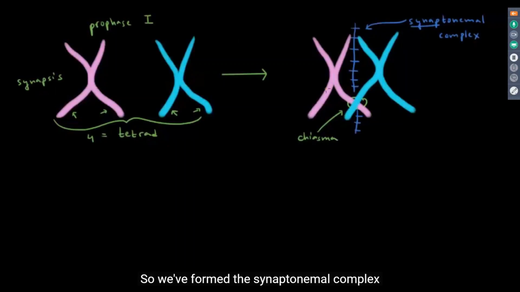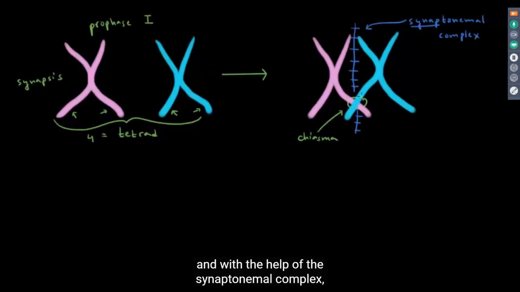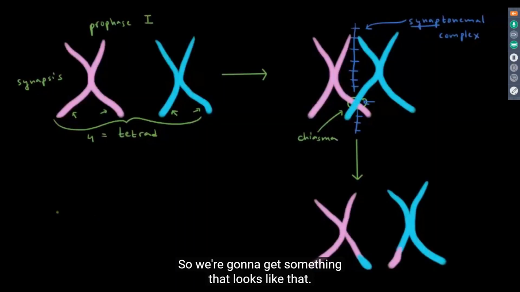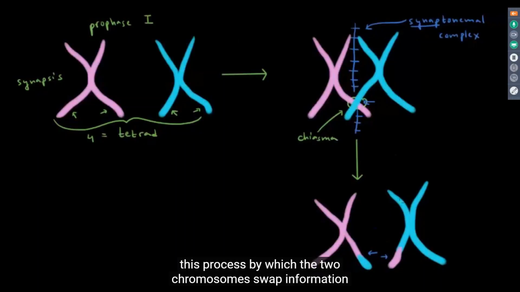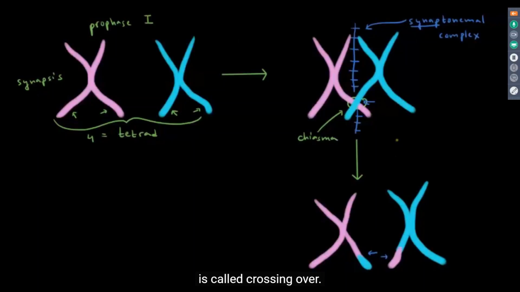So we form this synaptonemal complex, and with the help of the synaptonemal complex, these 2 chromatids, the ones that are crossing over, will actually swap material downward of that point. So we're going to get something that looks like that. Look at how the purple chromosome now has some blue over there, and look at how the blue chromosome now has some purple over there. And the way that happened was that some bonds in the DNA of the chromosome broke, and the DNA just kind of swapped places. So what we just described, this process by which the 2 chromosomes swap information, is called crossing over.